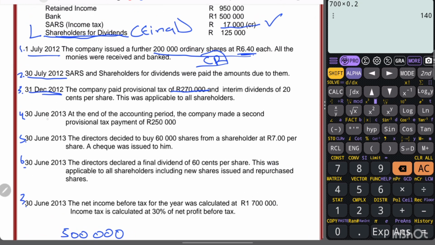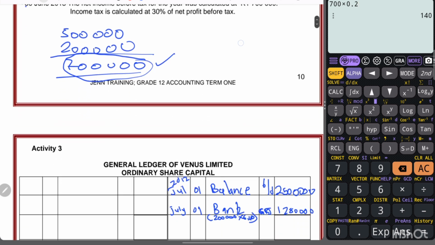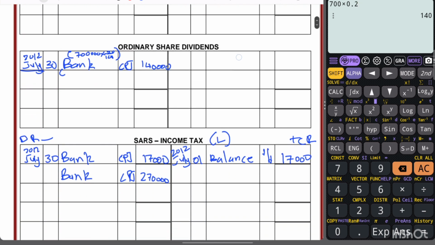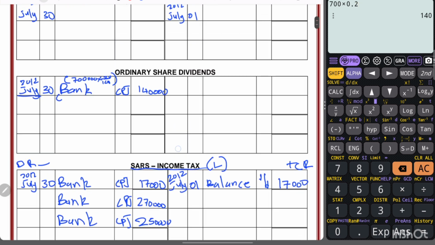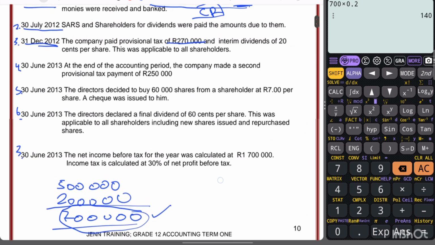Information number 4. 30 June 2013, at the end of the accounting period, the company made a second provisional payment of 250. Then we're going to record it to our SARS income tax and bank because we are paying CPJ. How much did we pay? 250. When did we pay it? You can just write a date there.